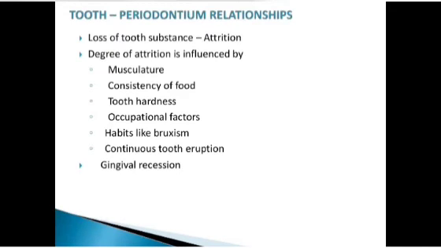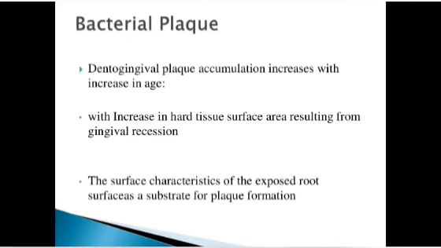Tooth periodontium relationship. Loss of tooth substance, such as due to attrition. The degree of attrition is influenced by musculature, consistency of food, tooth hardness, occupational factors, habits such as bruxism, continuous tooth eruption, and then gingival recession also.